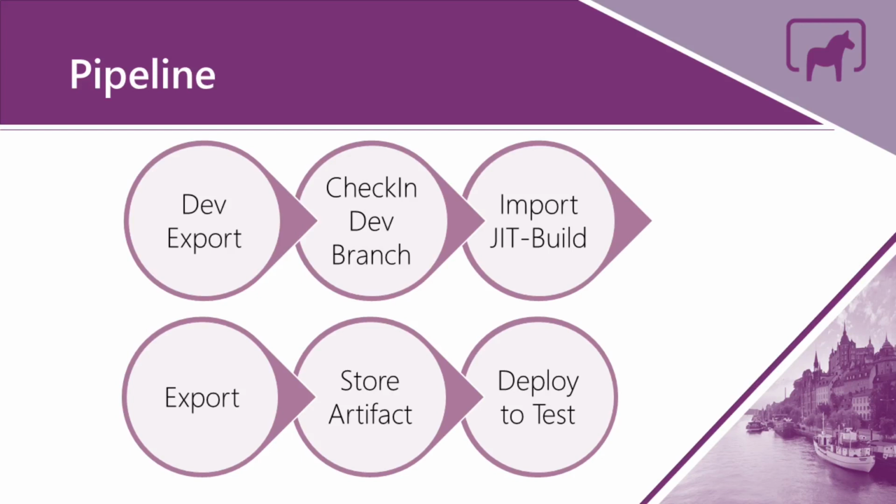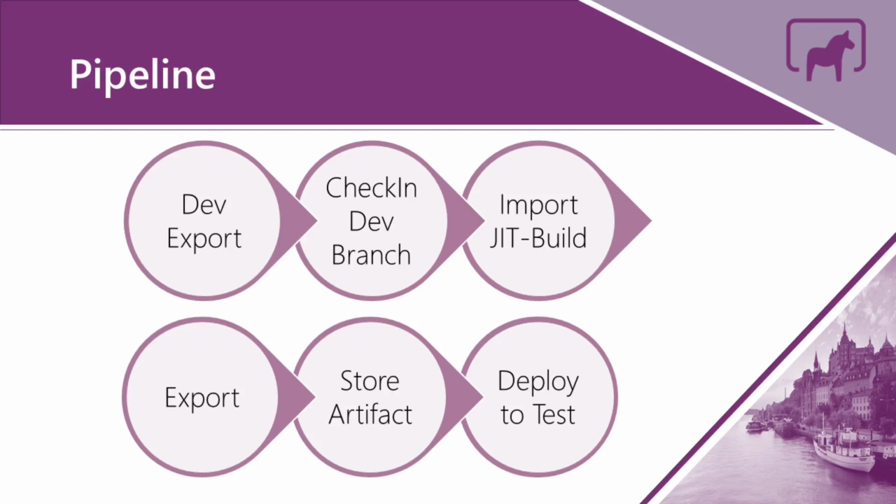To achieve this, we will split our whole process into 3 different pipelines. The first one is the export from dev. So it will export from dev and check it into our repository. The second one is the one that builds our managed solution. So it will take our stuff from the repository, import it to the JIT build environment, and export the managed solution from there, which will be published as artifacts. And the last step is a release pipeline that will take this artifact and deploy it to our test environment.